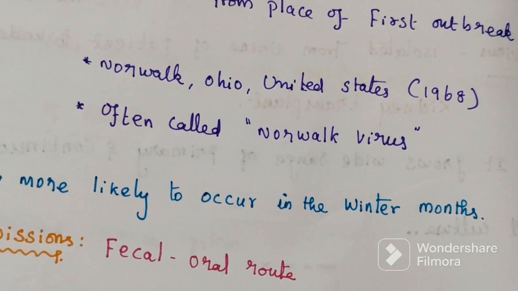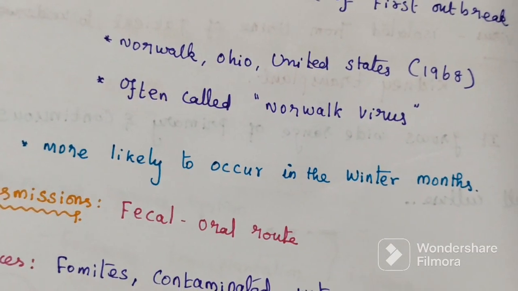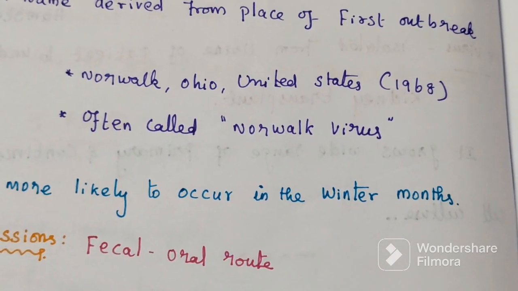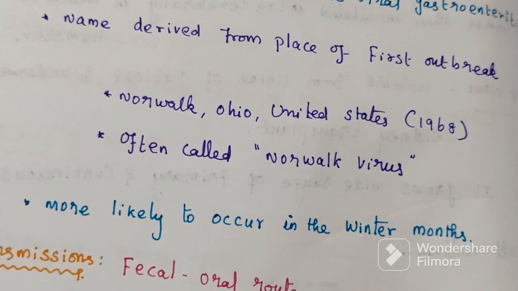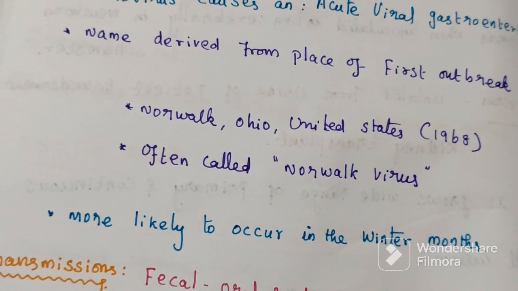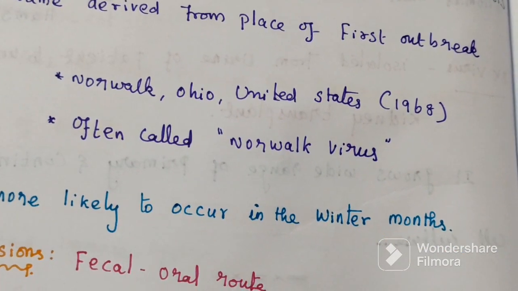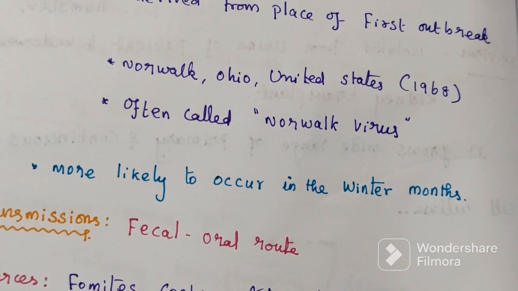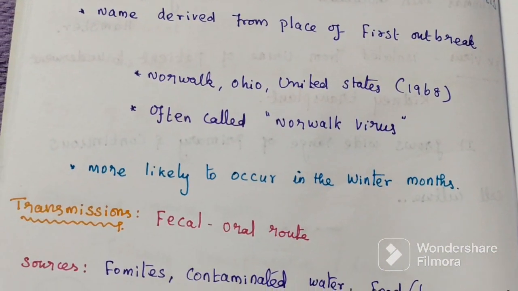Norovirus is more likely to occur in the winter months, most likely due to individuals being inside more often in close contact. The virus can spread more easily, so it is also known as winter vomiting disease.